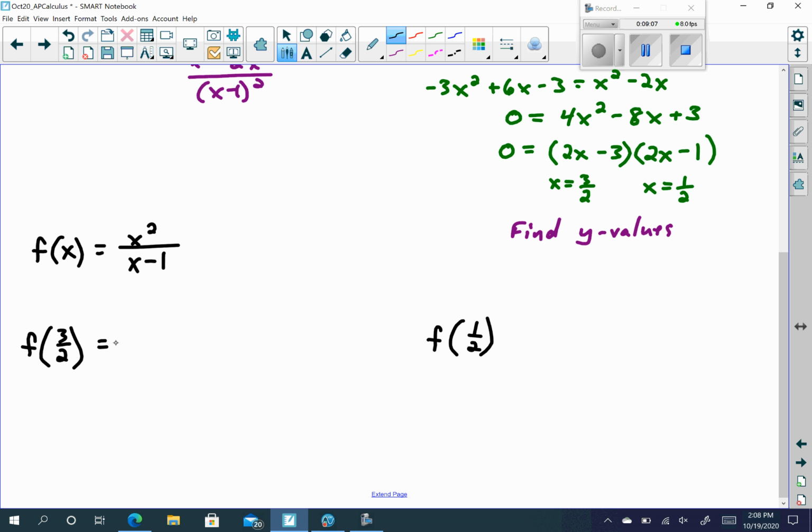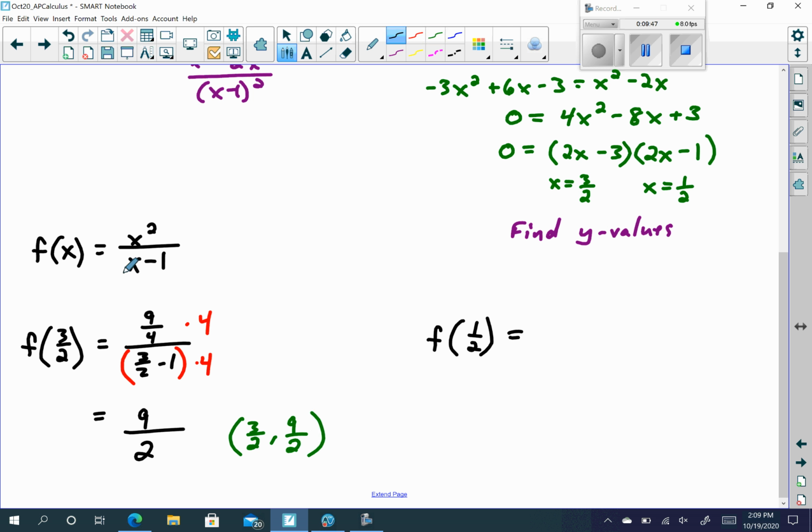All right, so f of 3/2, if we square this up top, this is going to be 9/4 over 3/2 minus 1. A couple ways we could do this. We can multiply everything by 4 if you want. So we're going to get 9, and then this will become a 6 minus 4, so we're going to get 9/2. So we have one ordered pair at 3/2 and then 9/2.